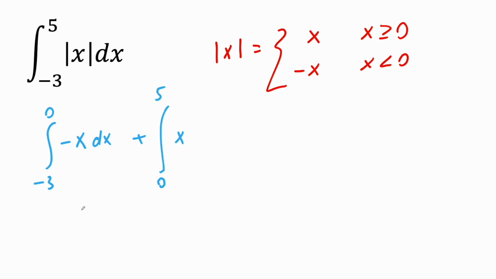So the integral of negative x is going to give us negative x squared divided by 2, and we're bounded from negative 3 to 0, plus x would give us x squared divided by 2 for 0 and 5. And now we just need to swap.